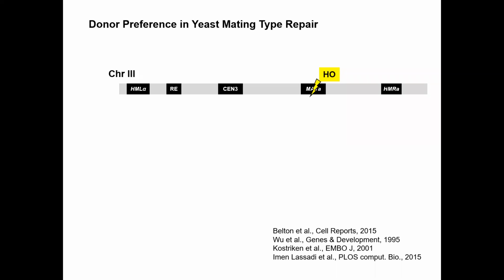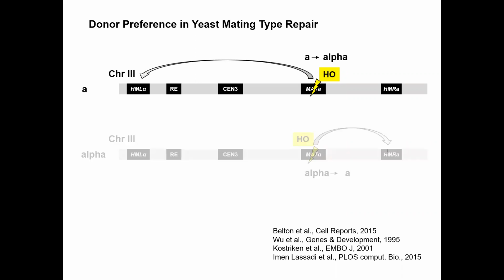But the very interesting thing is, if you have an A cell, it predominantly uses the HML. If you have an alpha cell, it predominantly uses HMR. So that's how the switching happens, right? This is called the donor preference, and the mechanism of donor preference is still not clear.